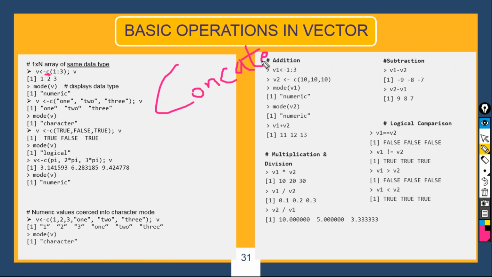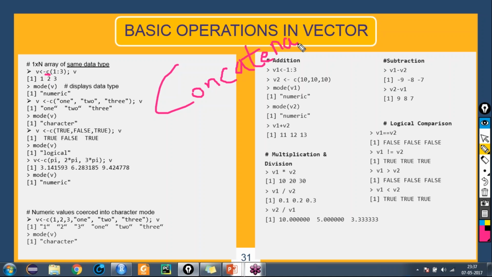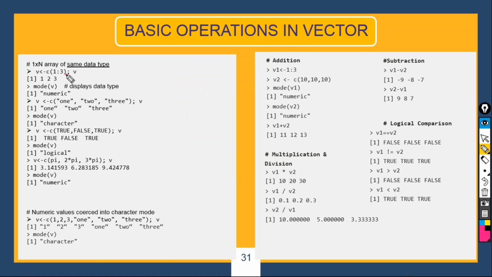Concatenate. Sometimes we call it combine, to make it simple. But this is concatenate: you're combining the values from 1 to 3. So this is one line of code, and you put a semicolon, then write V, and when you press run, it will give whatever it has stored in it, correct?